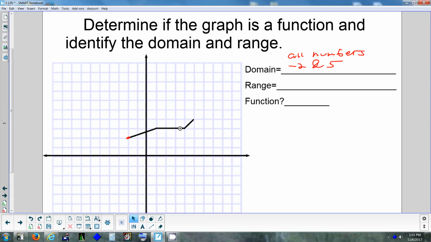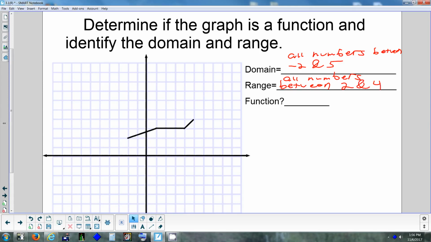How about range? What's the lowest value in my range? Yep. So we're starting at 2. What's the highest value? 5. So it's all numbers between 2 and? 2 and 5. Nope, four. I don't think it goes as high as 5. Four. 2 and 4.